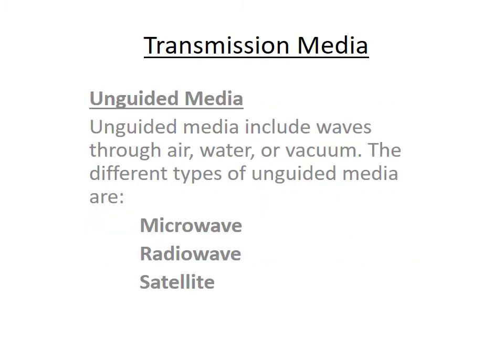Unguided media. Unguided media include waves through air, water or vacuum. The different types of unguided media are microwave, radio wave and satellite.